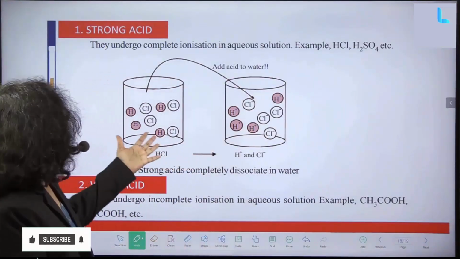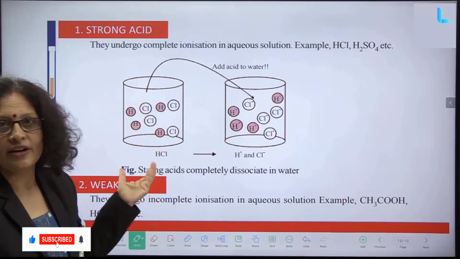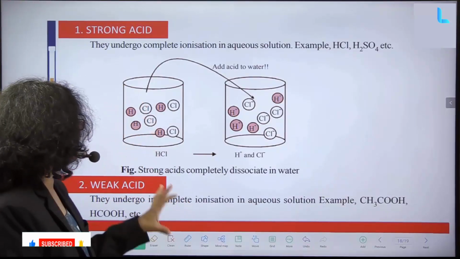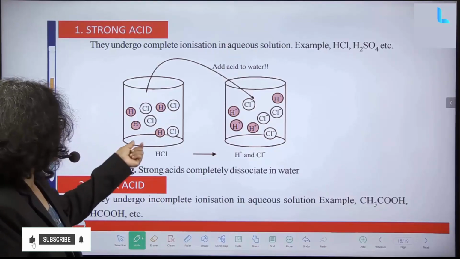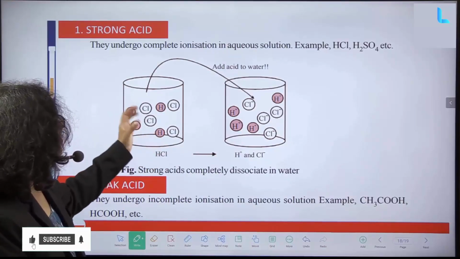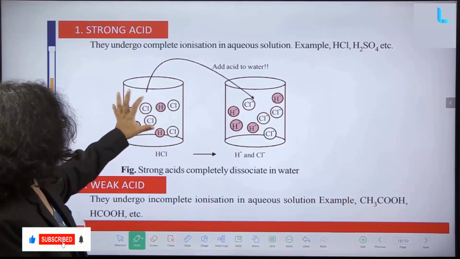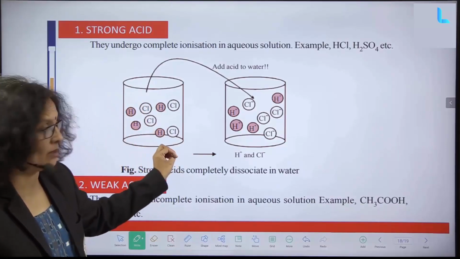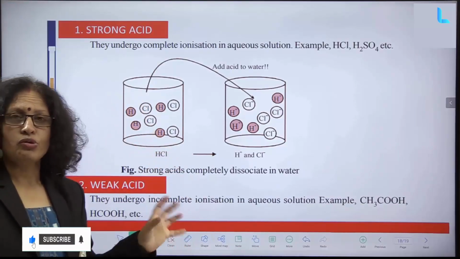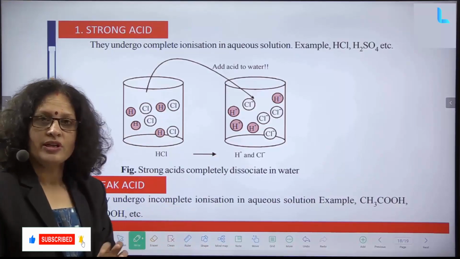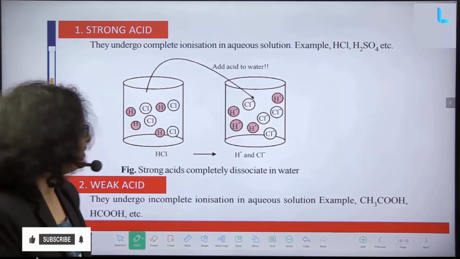Here we can see the dissociation of a strong acid. I have told you a strong acid ionizes completely. Ionization complete means, for example, HCl: there are plenty of H plus and Cl minus ions in the solution. So it means the solution is of a strong acid.